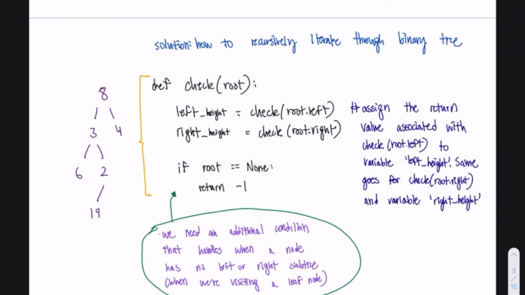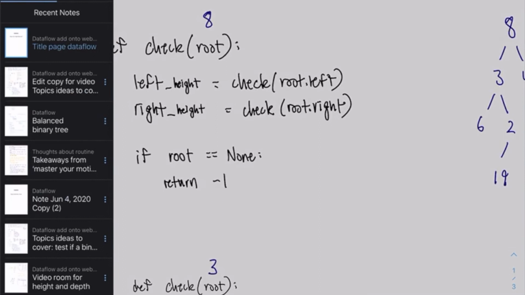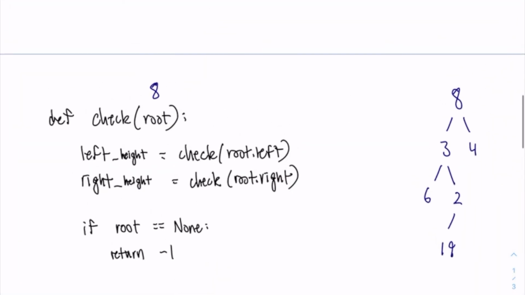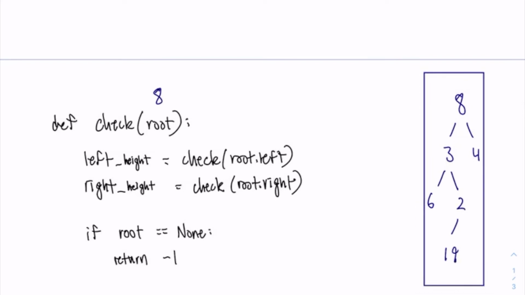So let's do an example of this where we look at the binary tree and see what's actually happening with left height and right height. I created a separate one. So we have the binary tree, and we're trying to find the left height and right height of 8, which is the root node. This is the very first node that we are looking at in this binary tree. Now left height equals check root.left. Root.left is 3, so this will be substituted for 3.